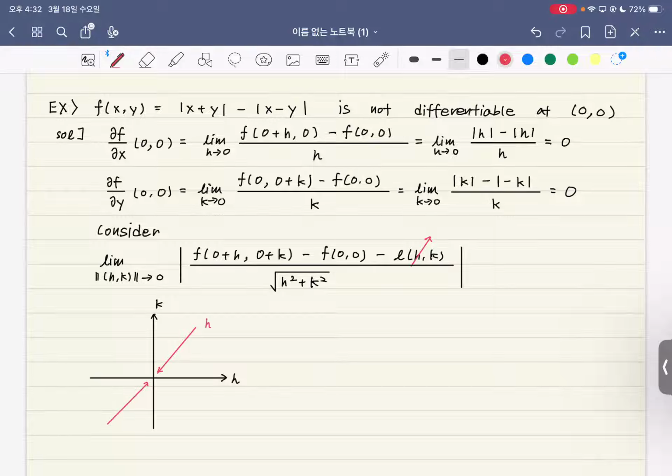I'm going to show you that if I choose this route, then the limit of this guy does not equal 0, right? Okay, then it proves that the limit never equals 0. I mean, if you can find at least one path whose limit is not equal to 0, then that proves that the entire limit cannot be. Okay, so let me follow this route.